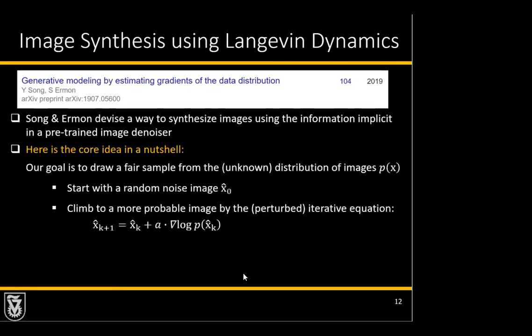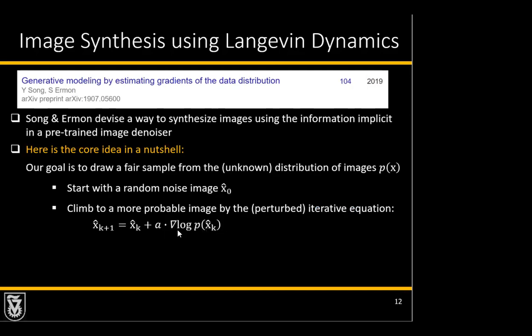So what do we mean when we say, let's generate an image? This is the same as saying, let's sample from the distribution of images, P of X. If X is a real image, P of X is their distribution, and I want to sample from this distribution. So their algorithm works like this. They initialize with a random noise image, x0, and they follow an iterative equation, they follow the direction of the gradient of the log of the probability.